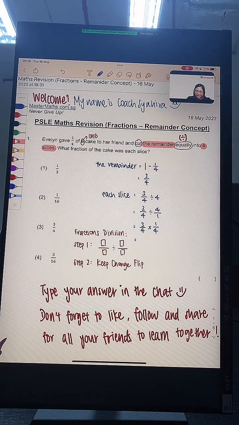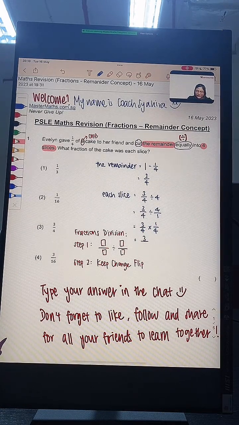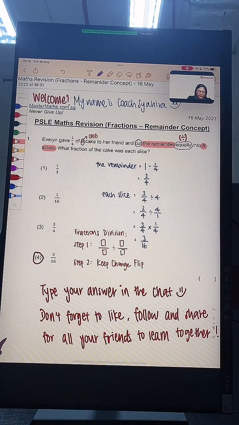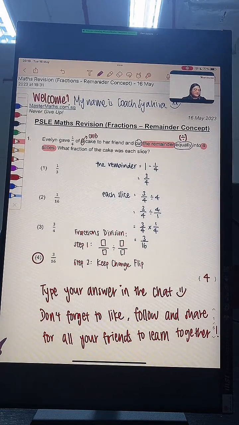Therefore, our final answer would be top times top, 3 times 1 to give us 3, out of bottom times bottom, 4 times 4 to give us 16. Therefore, the correct answer is option 4. Okay, the correct answer is option 4.